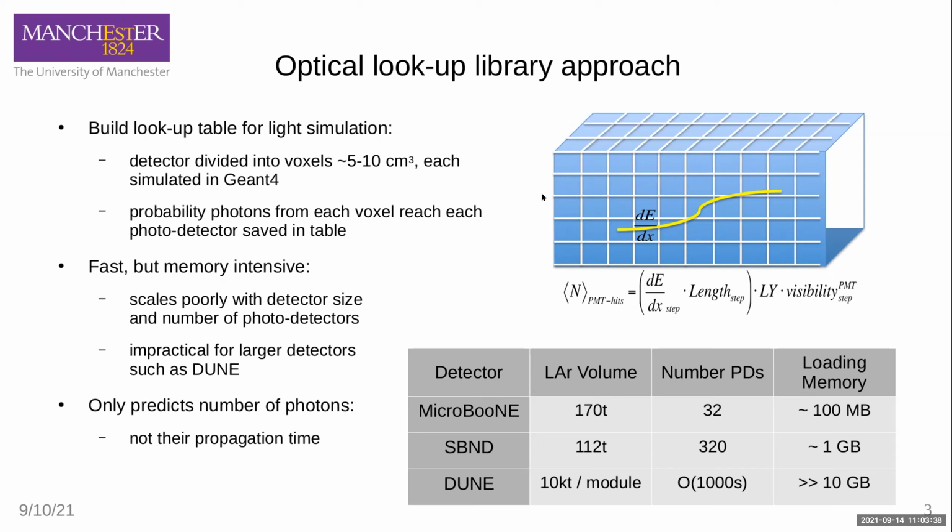This approach is fast, however, it's been found to be very memory intensive as you have to load this large optical library, and it scales poorly with increasing detector size and increasing number of photodetectors, so you have to start saving more and more visibilities. This is demonstrated on the bottom here, where we show the typical loading memory of optical libraries in some current and upcoming detectors. And while in small detectors, this burden is relatively minor, as you approach larger and larger detectors, especially on the scale of DUNE, this becomes impractical for use on our current grid-based simulation infrastructure.